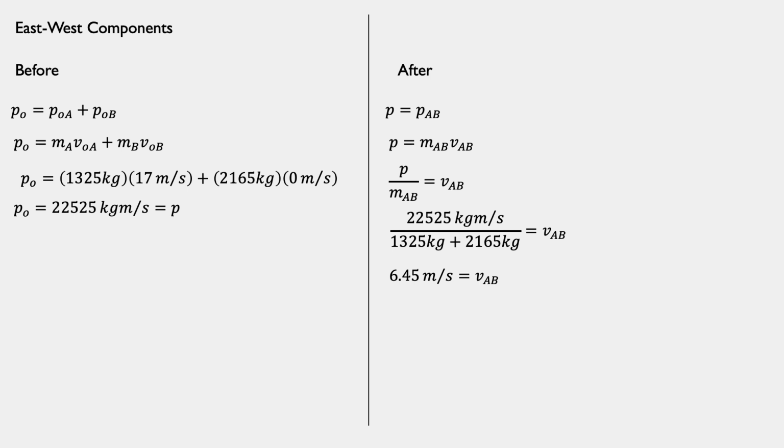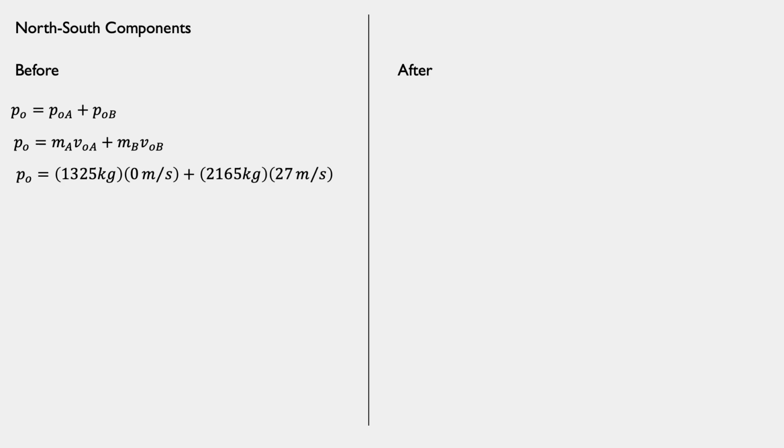Next, we'll look at north-south components. So once again, break into before and after. Before, once again, we've got 2 separate objects. So we've got momentum of A initial and momentum of B initial, putting in our mass times velocity for each of those. But in this case, the first object, object A, was moving eastward. It had no north-south component, so its initial velocity will be 0. While for our object B, we can use the velocity we were given at the start. So substituting our values in, we get an initial north-south momentum of positive 58,455 kilogram meters per second.